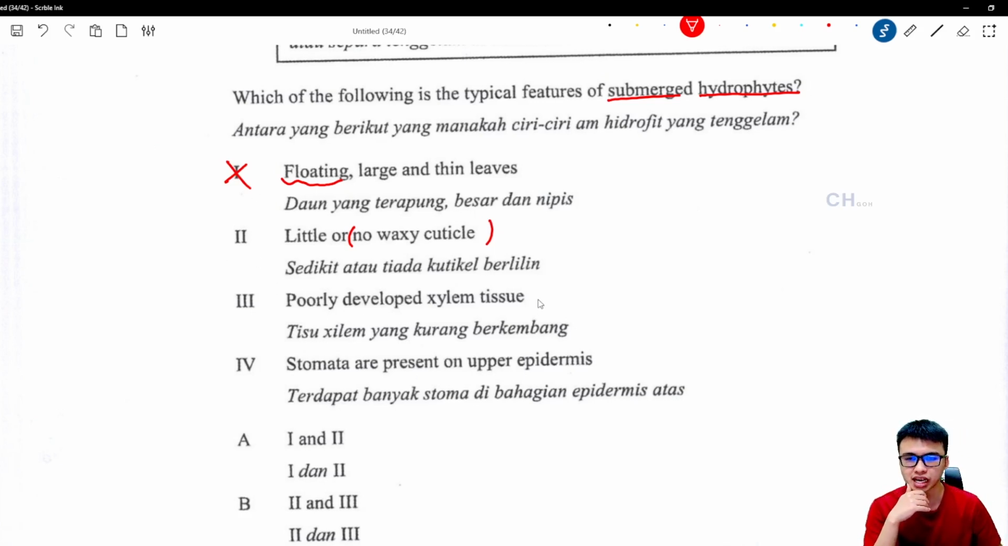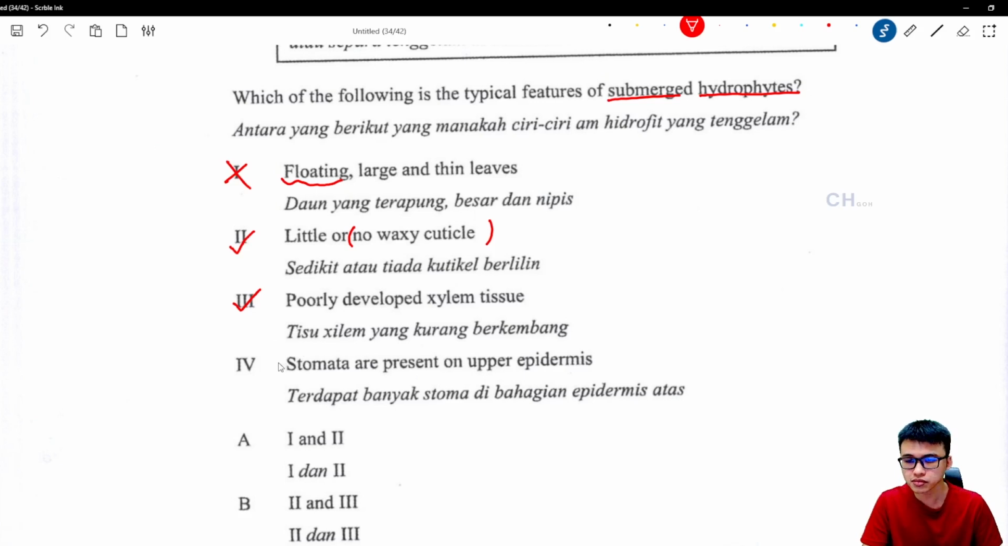Poorly developed xylem tissue. Yes, they have poorly developed xylem tissue. Why? Because they are living in the water already. They don't need any xylem to help them transport the water. So xylem tissue is not really important for the plants that live in the water. So the xylem normally is poorly developed. So 2 and 3 are correct.